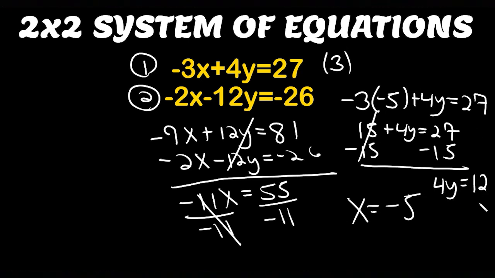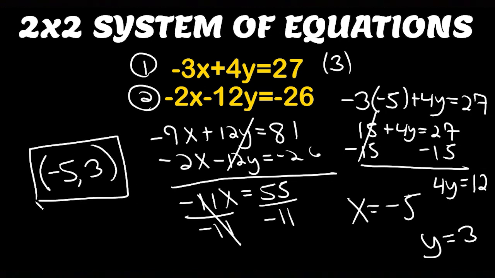Okay, and so you can see here my last step is to divide both sides by 4. 12 divided by 4 will give me 3. So y is equal to 3. So putting it all together, I have a point now, x comma y. So it will be (-5, 3). And that's done. Okay, so that one has one solution. That is where they are intersecting. Those two lines are intersecting at (-5, 3).